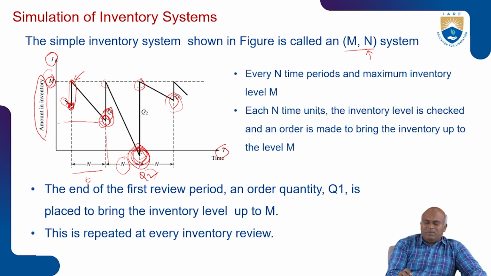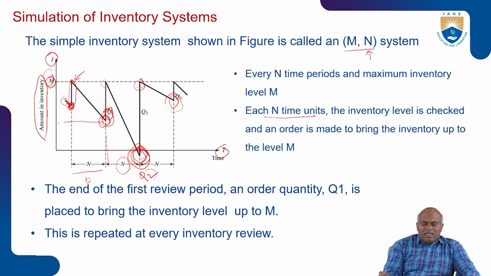So what does that mean? At each interval we measure the inventory level, and an order is made to bring the inventory up to the level of M. If the inventory level does not match the M level, then we need to bring it up. At the end of the first inventory period, an order quantity Q1 is placed to bring the inventory level up to M. This is repeated at every inventory review.